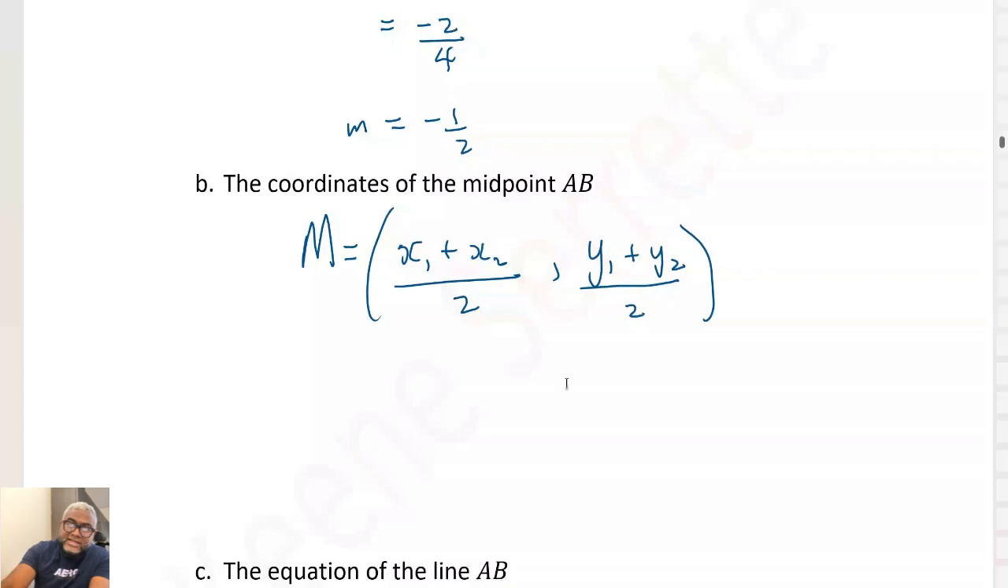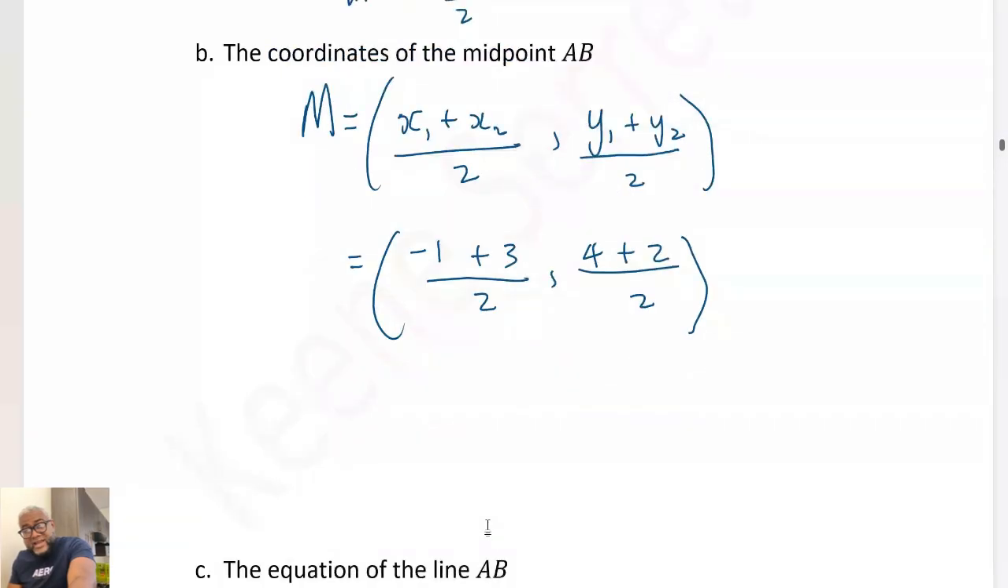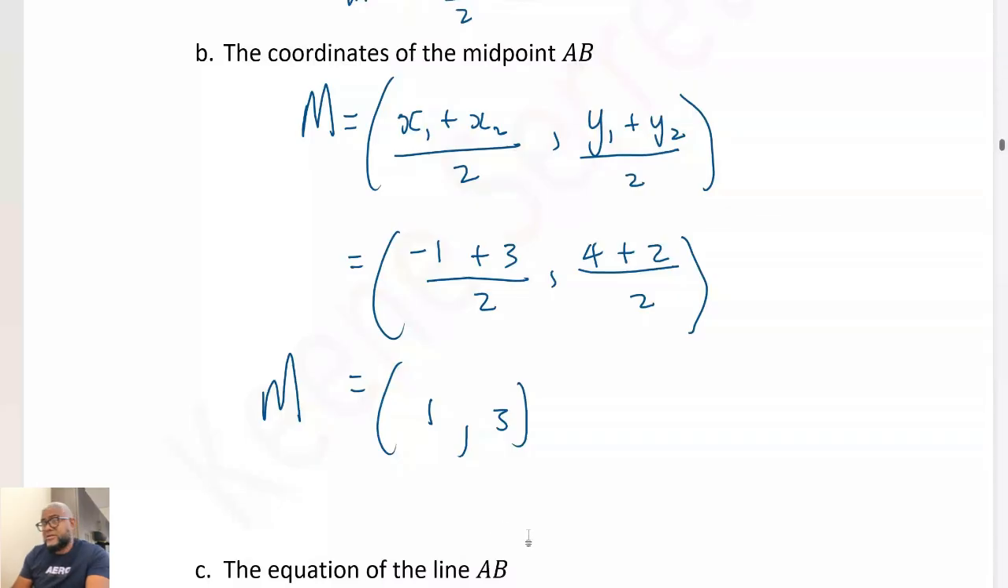I'm calling somebody else. Sarah, what's x1? -1 plus x2, 3, over 2, comma, y1, 4, plus y2. So this will be -1 plus 3 is 2, 2 divided by 2 is 1, comma, 4 plus 2 is 6, 6 divided by 2 is 3. Raise your hand if you got this for my midpoint.